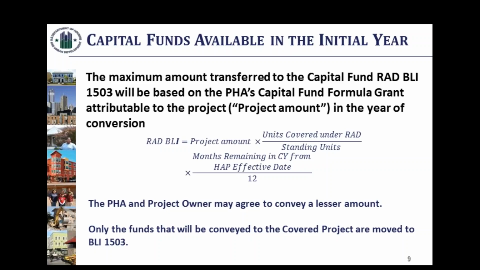Again, the PHA and project owner can choose to convey a lesser amount, and only the funds that will be conveyed to the covered project would be moved to the LOCKSS budget line item 1503.